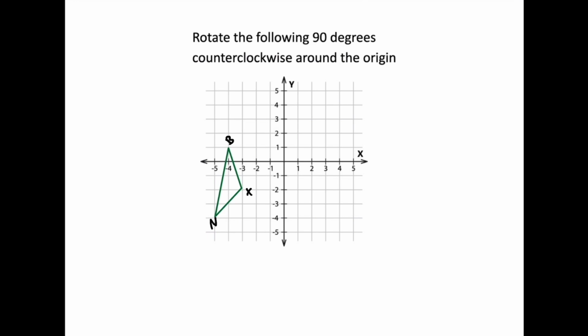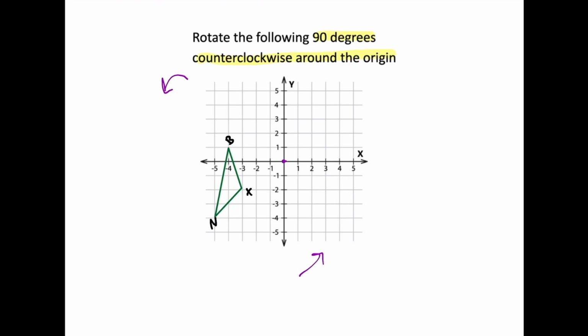Let's go through a rotation problem together. This says to rotate the following triangle 90 degrees counterclockwise around the origin. This means that we're going to go opposite of clockwise. We're going to rotate around the origin in the middle, and we're going to rotate 90 degrees. So we're going to go to the quadrant to the right. So to do this, it helps to count from the origin.